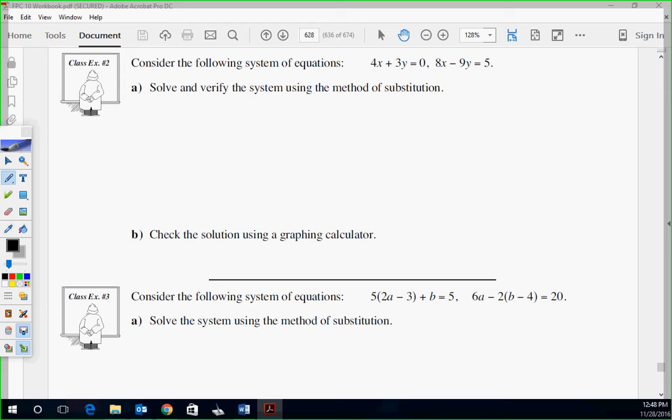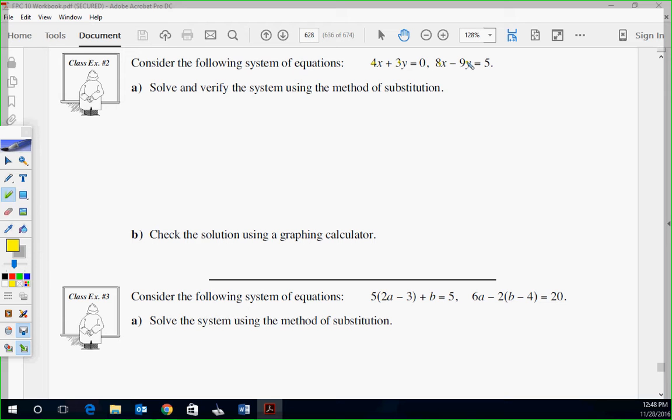I'll let you choose. Consider the following system of equations: 4x plus 3y equals 0, 8x minus 9y equals 5. Solve and verify the system using the method of substitution. So this is one where you need to solve for a variable and you're going to have fractions. There's not a way to avoid fractions here because you have a number next to all your x's and y's: 4, 3, 8, 9, all in front of those variables. So I have no variable that's nice and friendly right now.